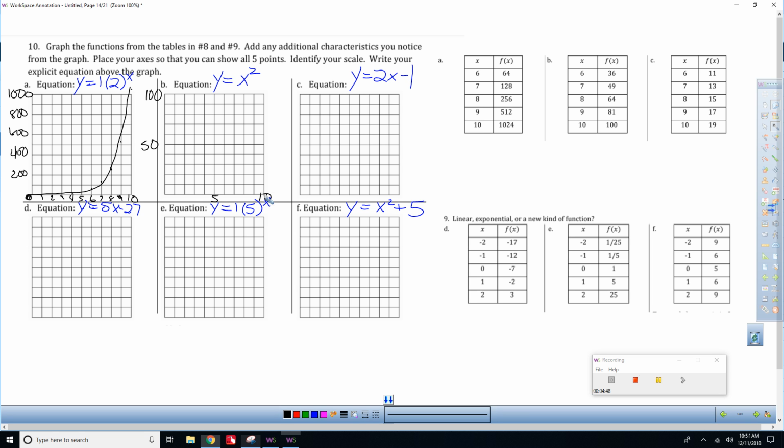Give me over 6, up 36. So a little bit past the 3. Put in a 7, I go to a 49, just short of the 50. Put in an 8, I get a 64.